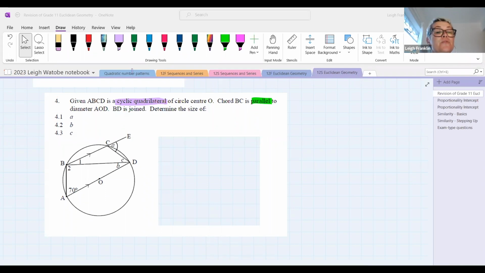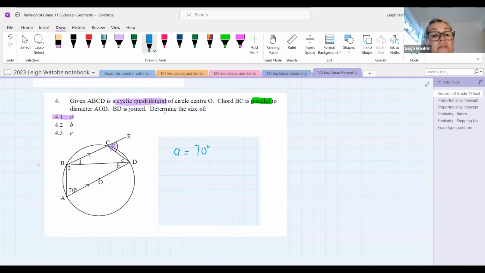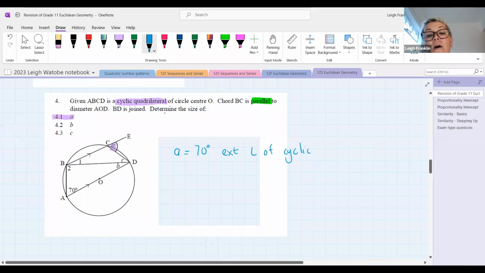I don't know if the rest of you saw Florby was quick off the mark there and worked out the size of A, because this angle over here at A is the exterior angle of the cyclic quad, because side BC has been extended. So that was really good. So we would say here that A is equal to 70 degrees because of the exterior angle of a cyclic quad. Well done.